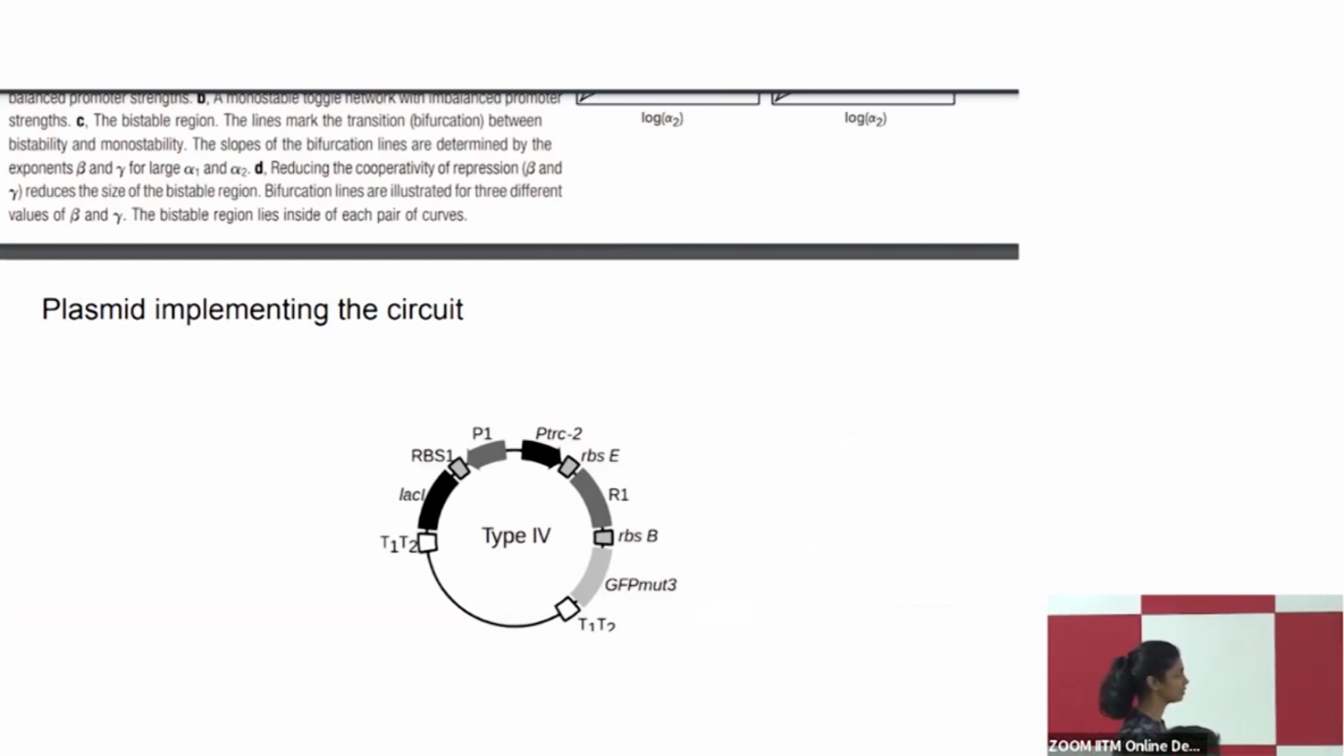So this is a plasmid, and they have the initial circuit that I showed implemented here. They have two pairs of repressor and promoter. The first pair they have kept constant as LAC-I and PETRC2, and the second pair of promoter and repressor, P1 and R1, they have taken as combinations of two types.